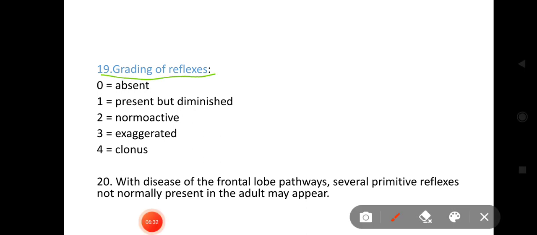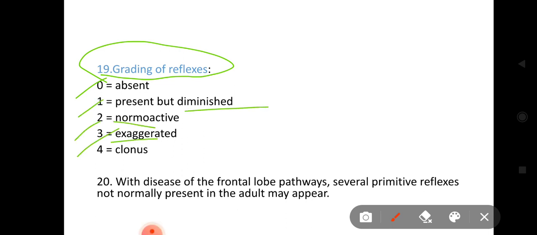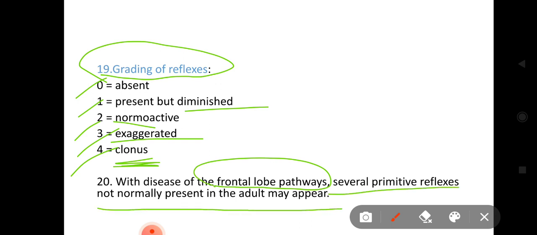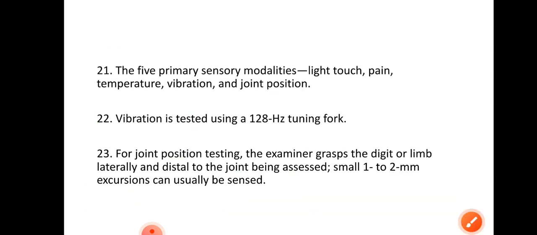Now grading of reflexes. As muscle power is graded, reflexes are also graded. 0 means absent reflex, 1 means present but diminished, 2 means normal reflexes, 3 exaggerated, and 4 if clonus is present. Now with disease of the frontal lobe pathway, in any frontal lobe pathology, several primitive reflexes which are not normally present in adults may reappear.